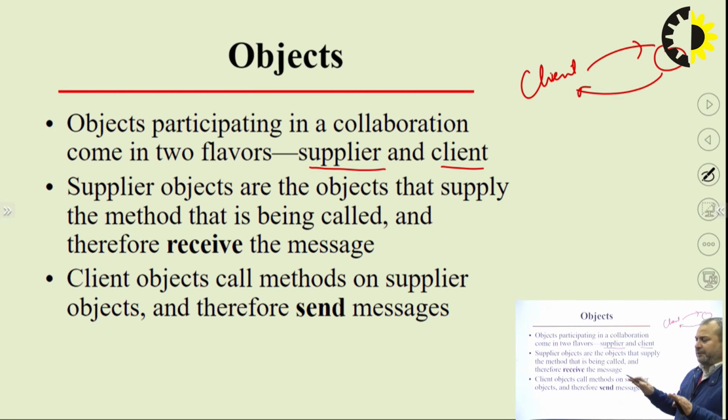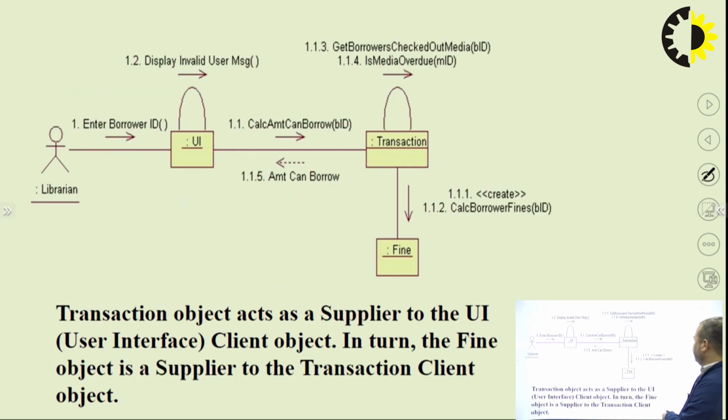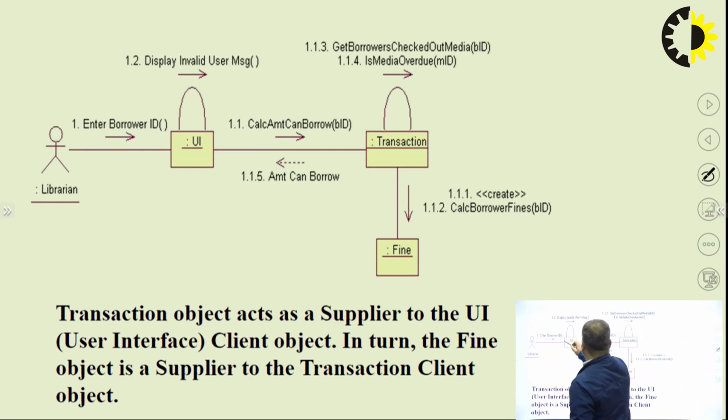Objects communicate by using functions, and a function may contain some parameter. So that parameter is the message. Communication between objects is only possible through messages. So client objects call methods on supplier objects and therefore send messages. For example, just see here. Librarian, this is an actor.